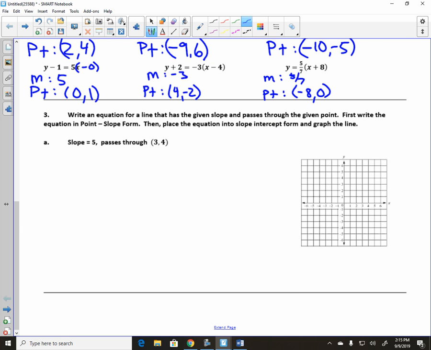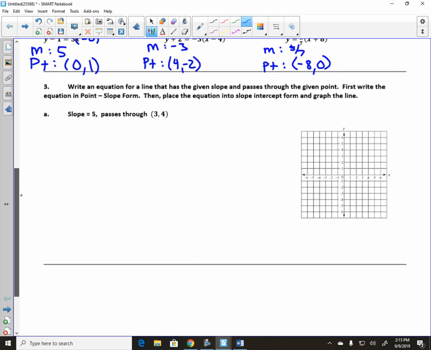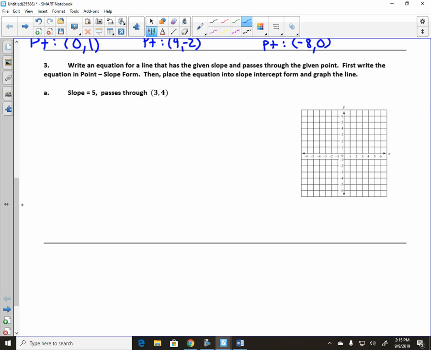Now that you've understood point slope form, let's write the equation for the line. It says write the equation for the line given slope and a point it passes through. First, write the equation in point slope form. So that's y minus y1 equals m times x minus x1. We're then going to put it into slope-intercept form and graph it.